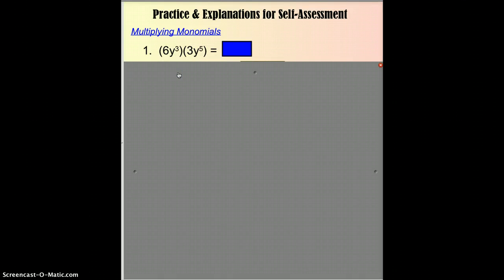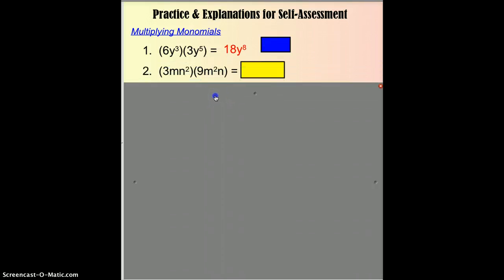Problem 1. 6y cubed times 3y to the 5th power. Pause the video here and write down your answer. You should have gotten 18y to the 8th power.